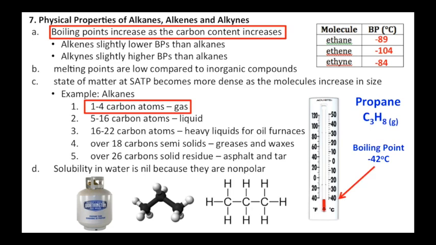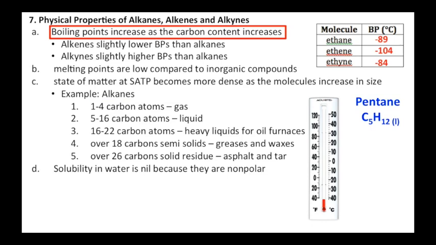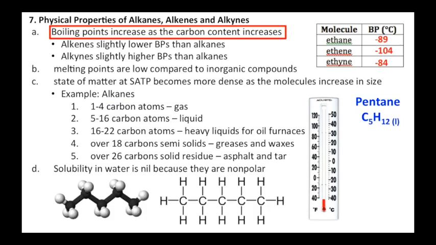All right, now let's increase the carbon content. Let's add carbons. So let's say we've got C5H12. Now we add a couple of carbons onto propane. So here's propane, 1, 2, 3. We add a 4th and a 5th carbon. What happens to the boiling point? Well, the boiling point, it boils at plus 36.